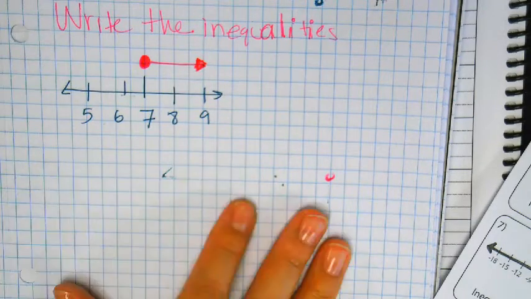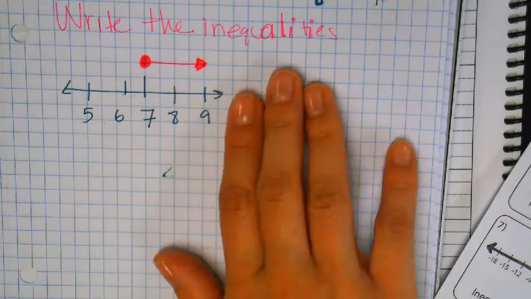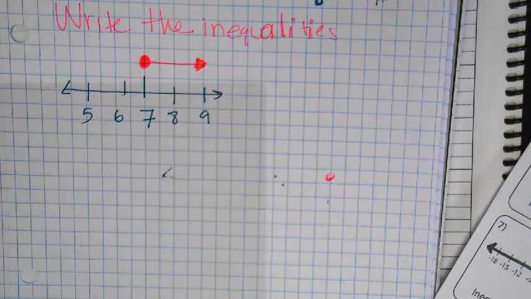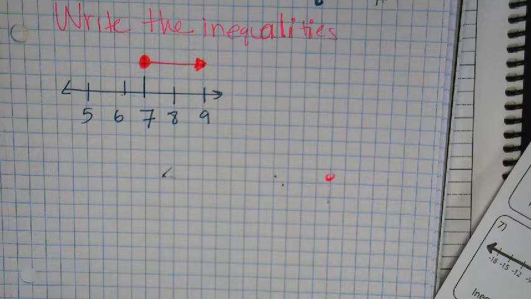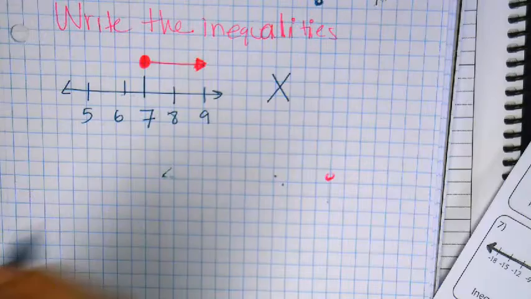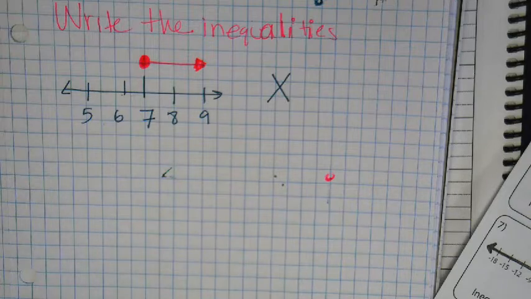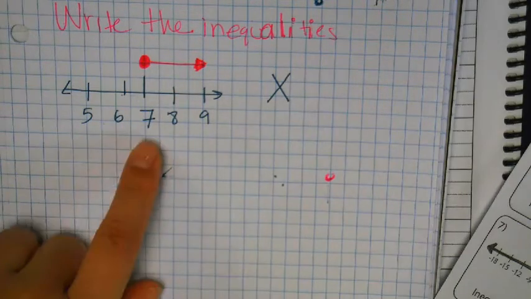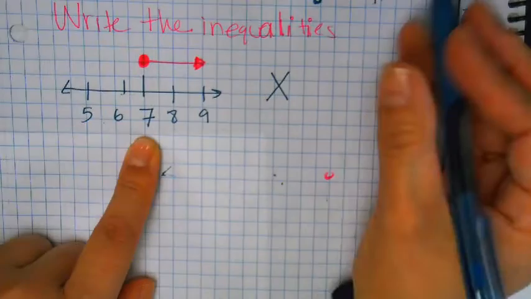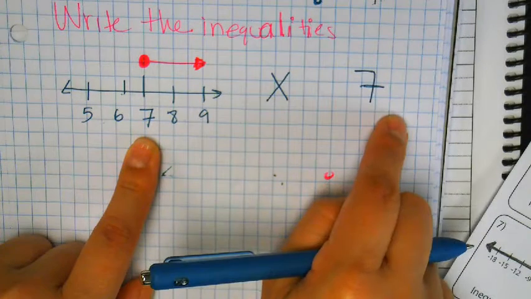Okay, so for the first one, we have a closed circle and it's shaded to the right. Here's the easiest way to do this. Do not complicate your life. You are going to start with writing your X first. One way to complicate your life is to write the number first. But always write the X first. X comes first. Then write the number that the circle's on. What number is the circle on? 7. So you're going to start with X and always a number. We're good with that?